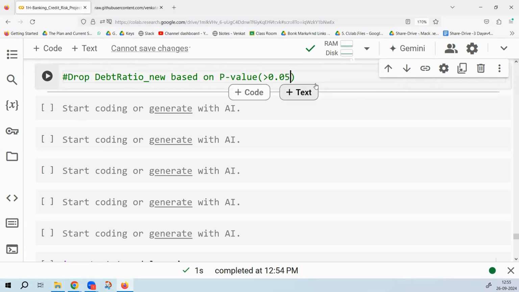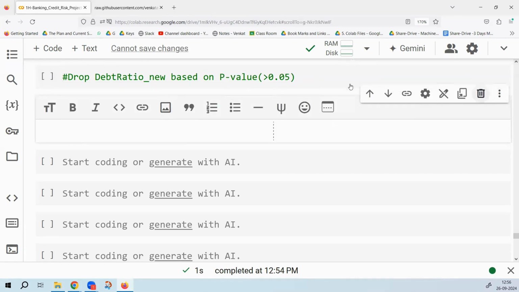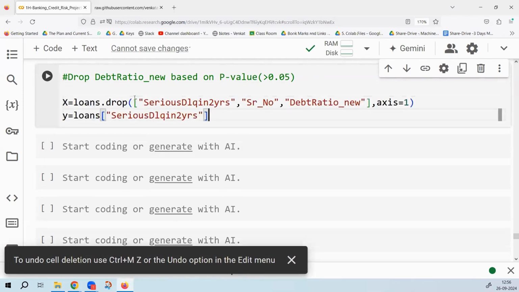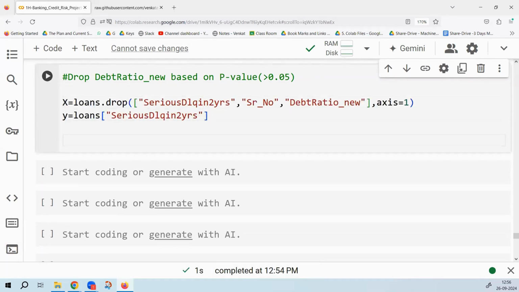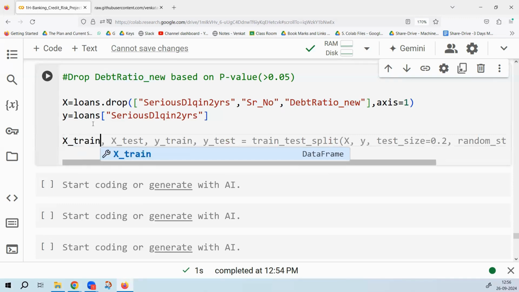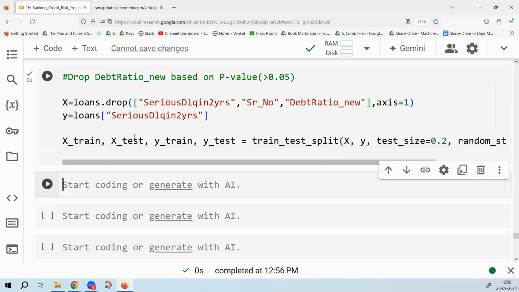All right. Let's go here. X is equal to loans dot drop this. And you know why I'm dropping these three? Serious delinquency is not part of X because it is Y. Serial number: do you think serial number should be used in model building? Doesn't make any sense. Credit risk model has nothing to do with serial number. Debt ratio you dropped based on the p-value. So finally, I take my X train, X test, Y train, Y test, these are the four data sets.